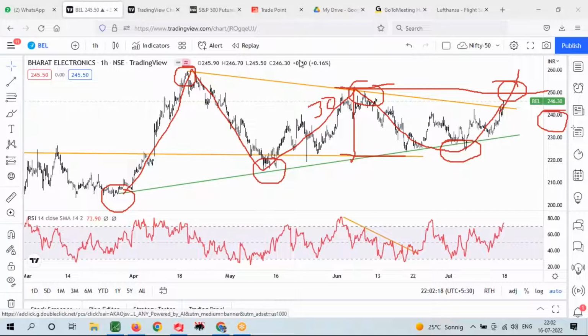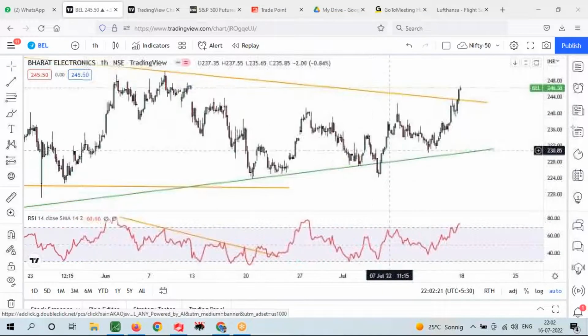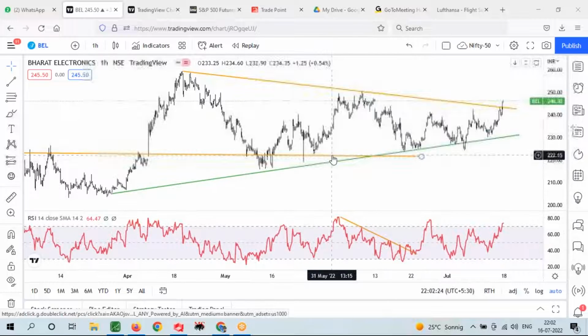And I'll show one more way to get into the stock. How you have to observe it, I'll show you.